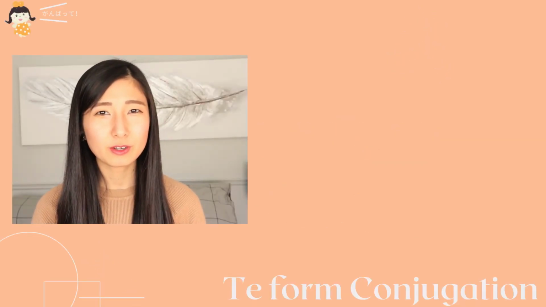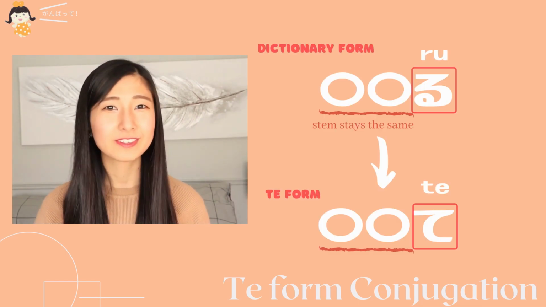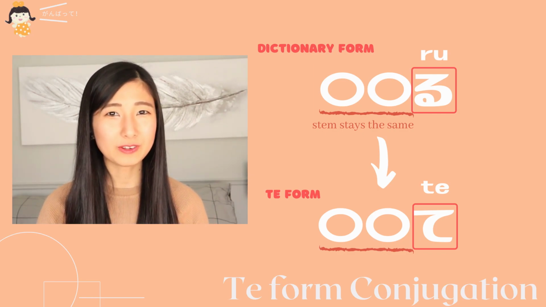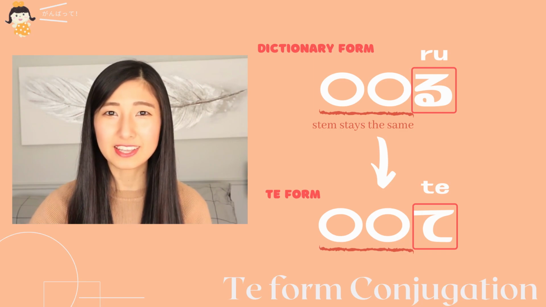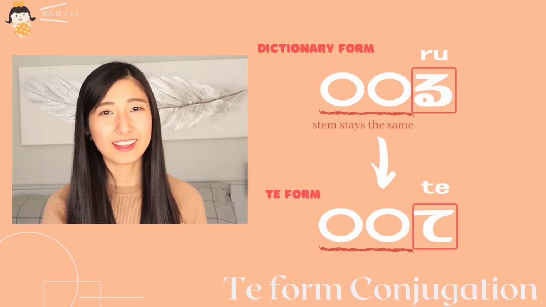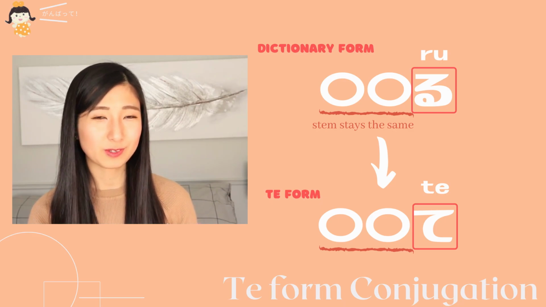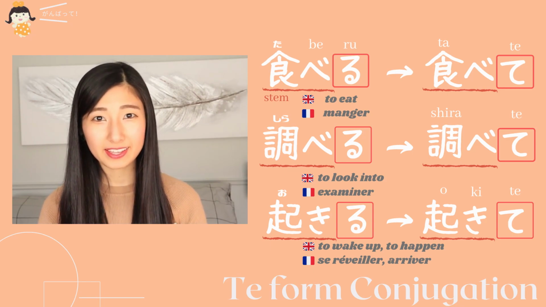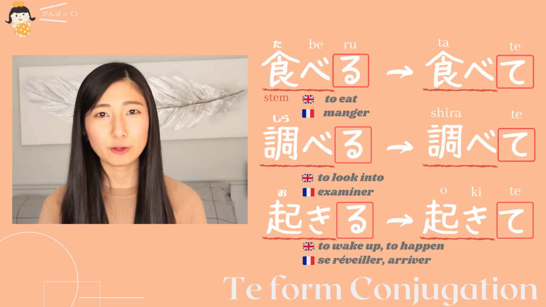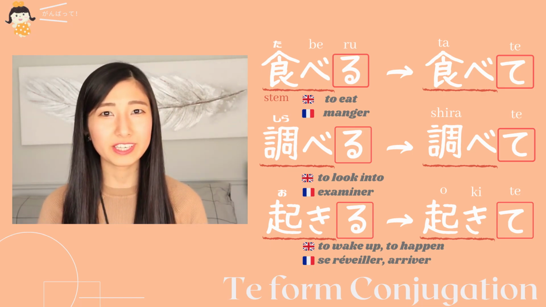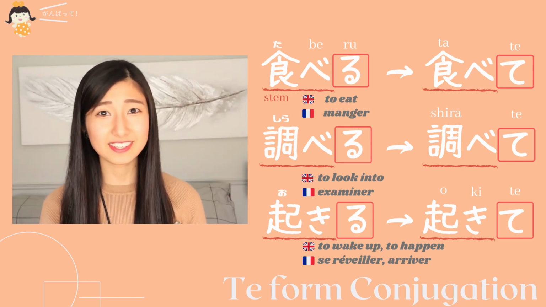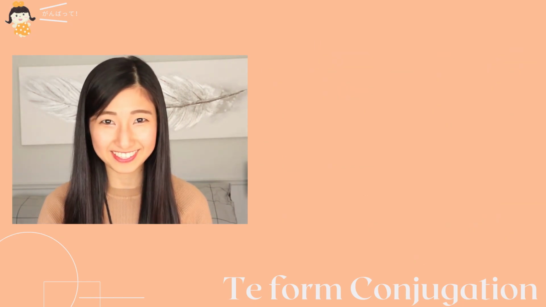As for ru verb, conjugation is quite simple. Firstly, you take a verb in a dictionary form. All you need to do is just erase ru at the end. Then you add te. Let's look at examples. 食べる will be 食べて。調べる will be 調べて。起きる becomes 起きて。See, it's easy, isn't it? Let's move on to the next.